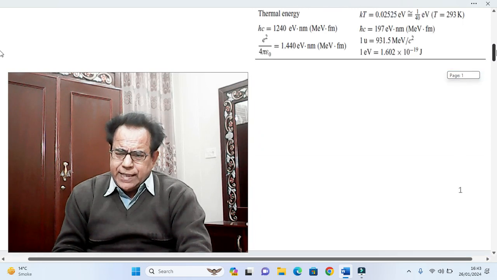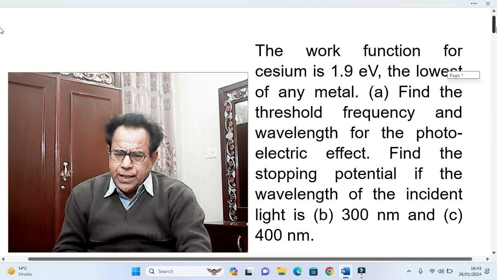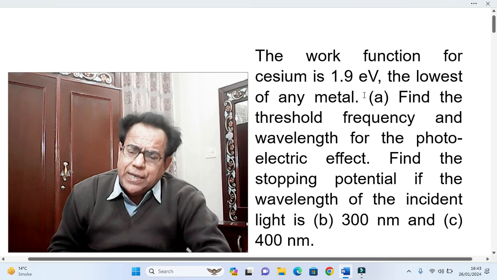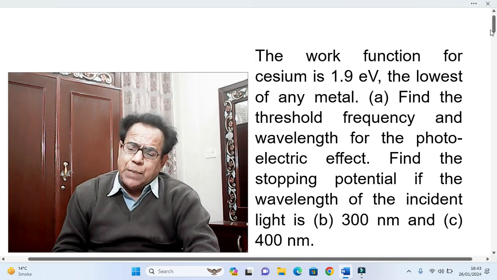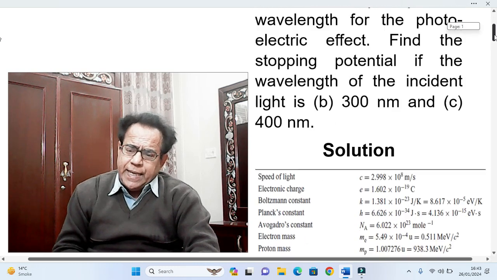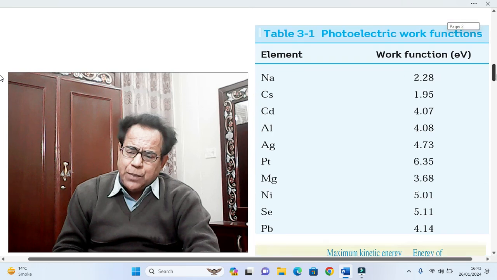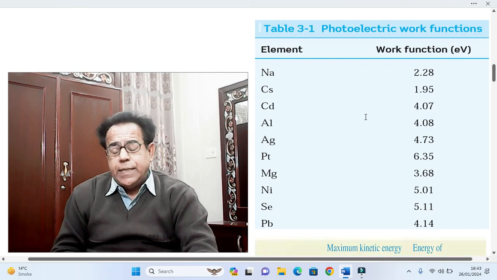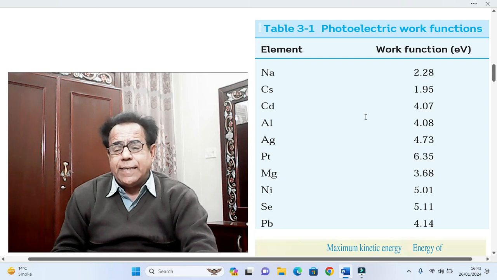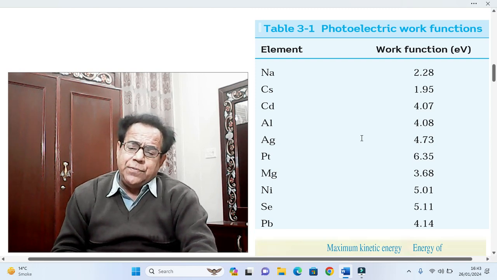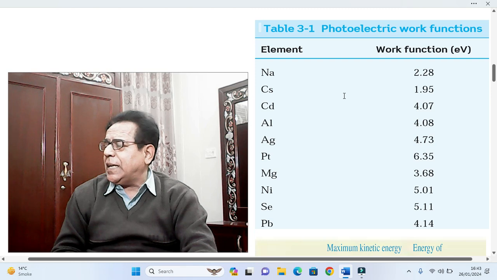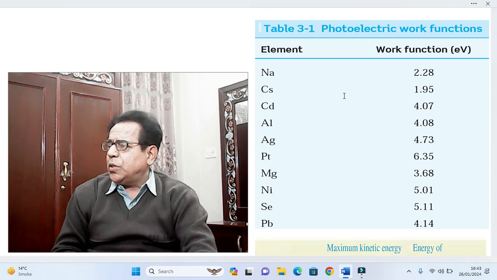Moreover, dear students, we once again go to the statement. In this statement, work function is given as 1.9, while in the table which we have introduced here, the work function of cesium is given as 1.95. Actually this table is not necessary to display, but it is displayed to make sure that even if the value of the work function of cesium is not provided in the statement, we can take this value from such tables, which are given in almost every book on physics.